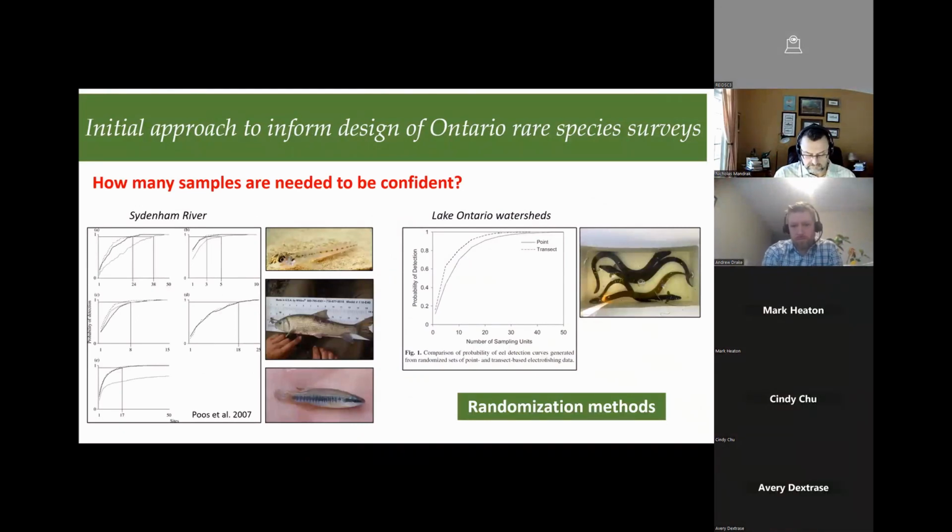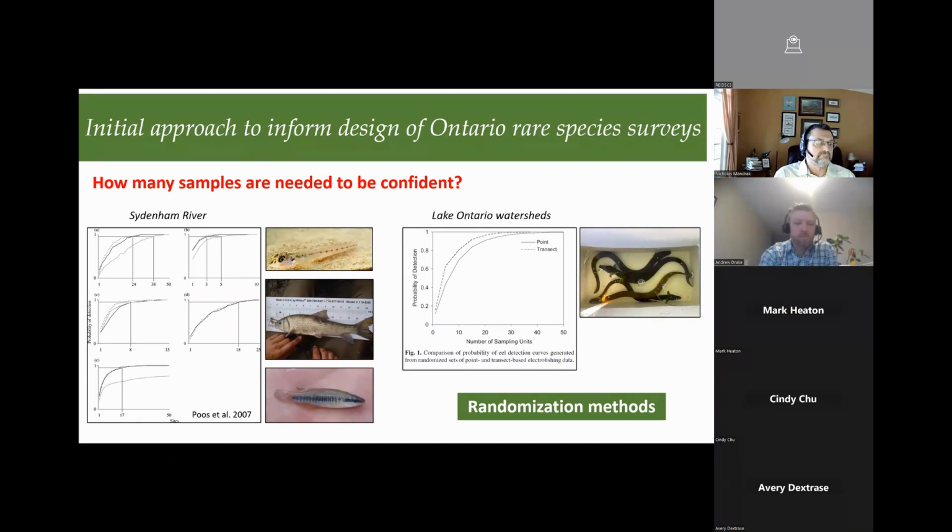So how did we used to think about this problem of how many samples do I have to collect to be confident that a fish at risk is present in the area of interest? The initial method that we used was randomization. So go out to an area, collect a pretty decent sized number of samples, and then take that data set and resample it over and over and over again so we can develop these probability curves, these relationships between effort on the x-axis and probability of detection on the y-axis.